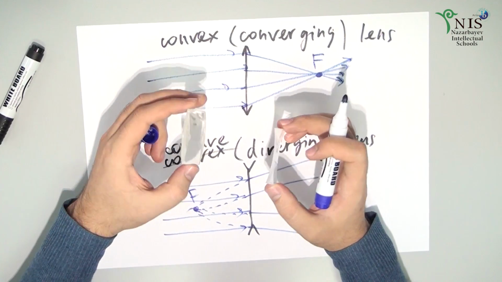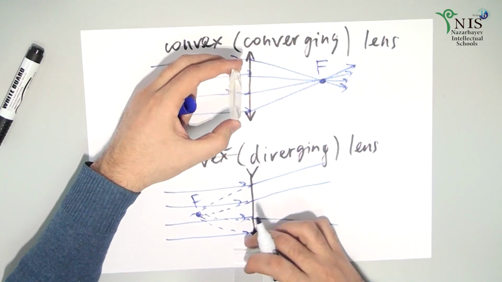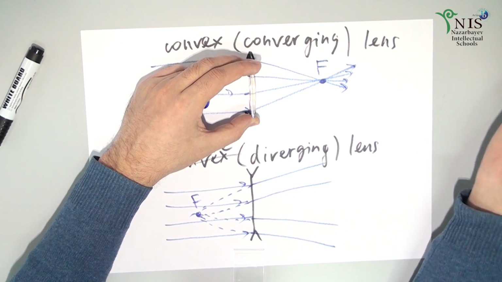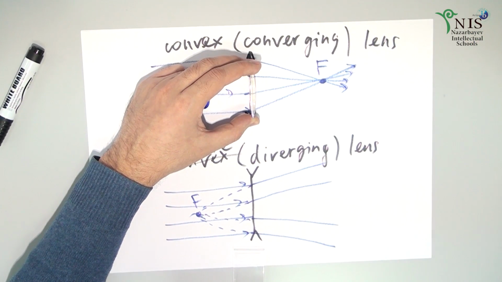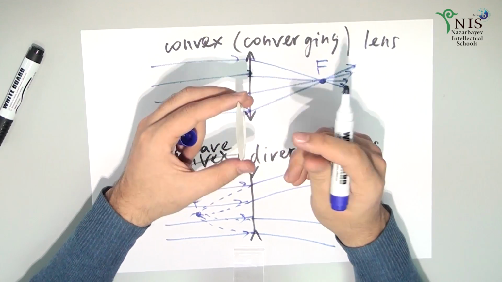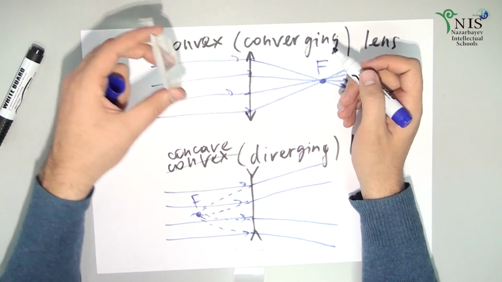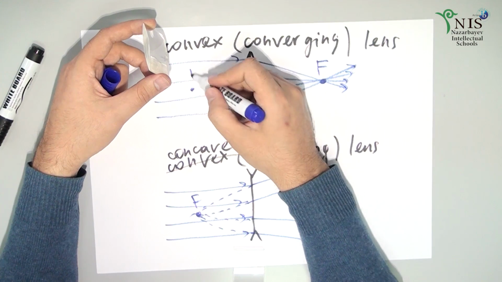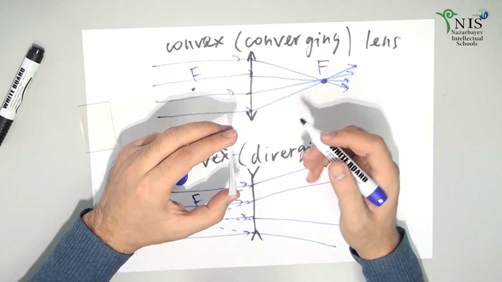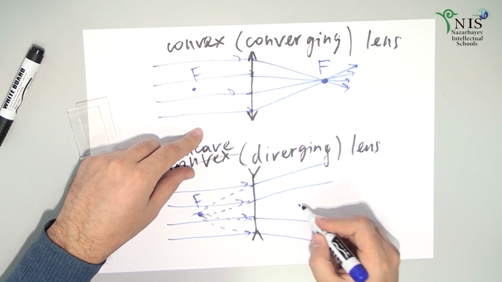Actually, these two lenses have two focal points. Let's say a parallel beam of rays is incident from this side of the lens, they will converge here. What happens if a parallel beam of rays is incident from the other side, going from the right-hand side to the lens? As long as the lens is symmetrical, with the same curvature on both sides, they will converge at the same distance from the lens. This is another focal point. So lenses have two focal points. If the lens is symmetrical, the distance between the lens and the focal point will be the same from both sides.